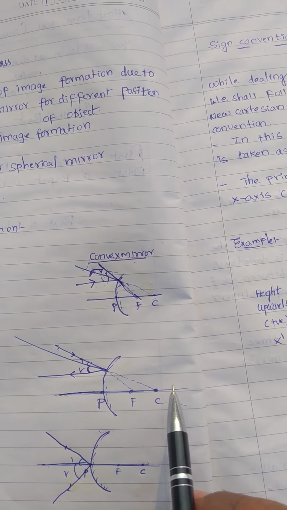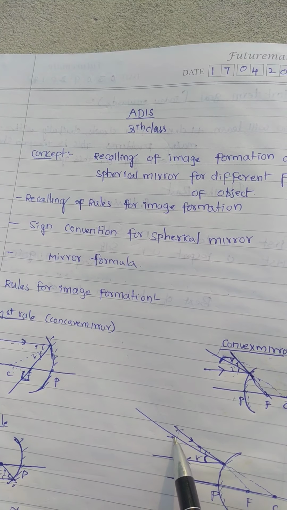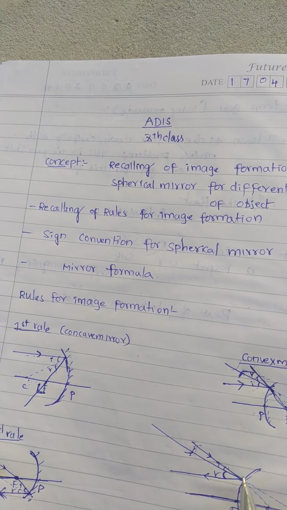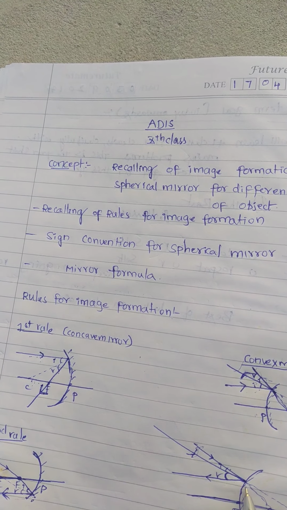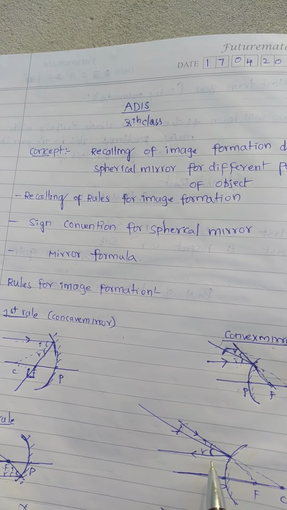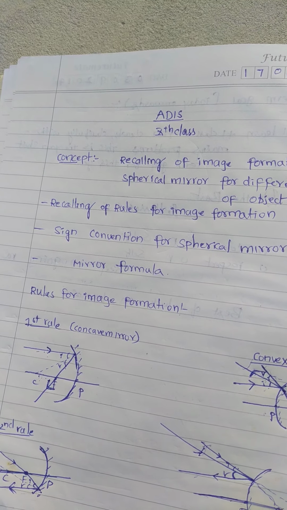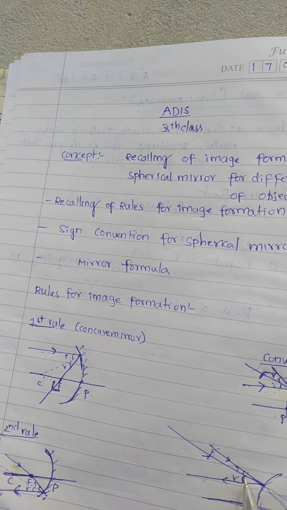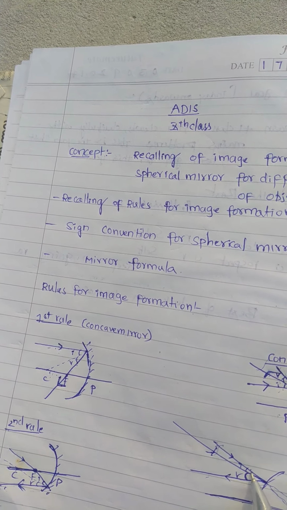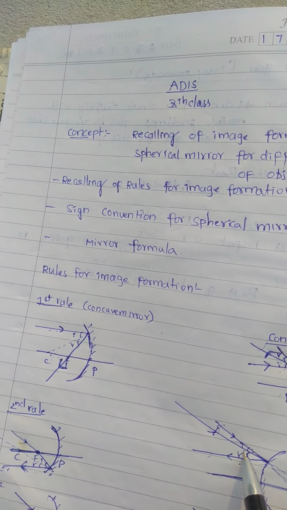And see the second rule for the convex mirror: when the incident light ray, see it is the incident light ray, passes through the focus, after reflection it passes parallel to the principal axis. Here also you can see the normal always passes through the center of curvature. So the angle between the incident light ray and the normal is known as angle of incidence. The angle between the reflected light ray and the normal is known as angle of reflection.